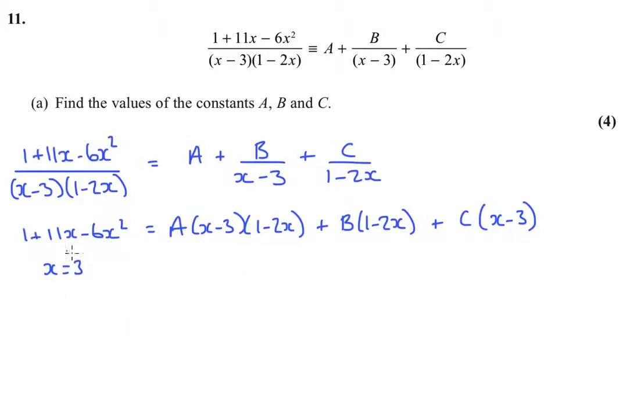So on the left hand side, when x is equal to 3, we're going to have 1 plus 33 minus 6 lots of 9. And on the right hand side, this is going to be B times 1 minus 6, and the C term is going to be 0. So on the left hand side, we've got 34 minus 54, that's minus 20. And on the right hand side, we've got minus 5B. So that tells me that B is equal to 4.